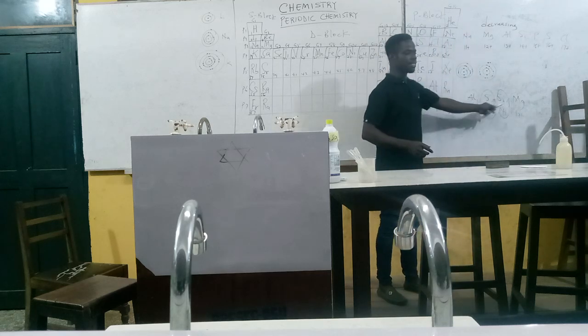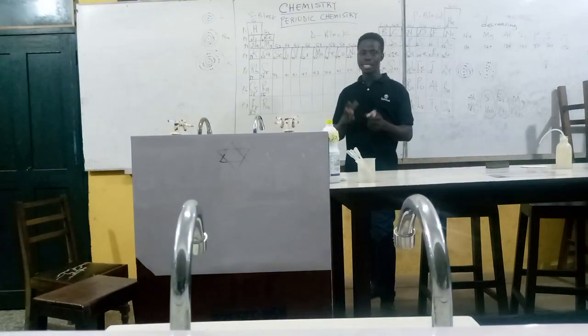Followed by, from 16, I'll move to 14, followed by silicon. Followed by aluminium. So it means that magnesium is the biggest among these arrangements. So that is how we do the arrangement.